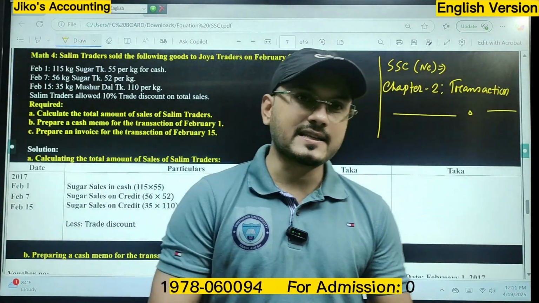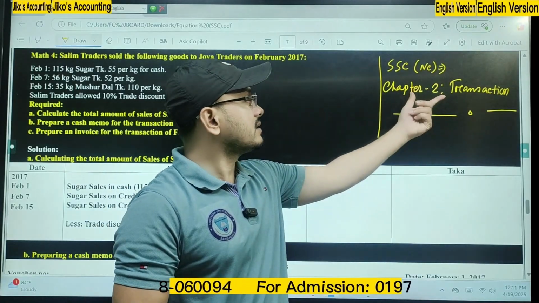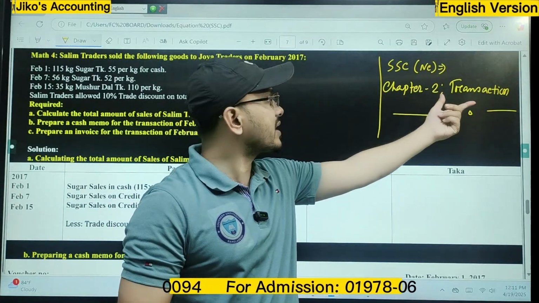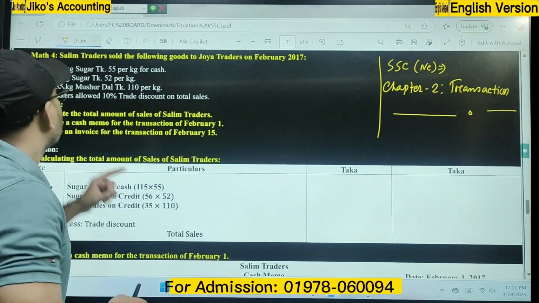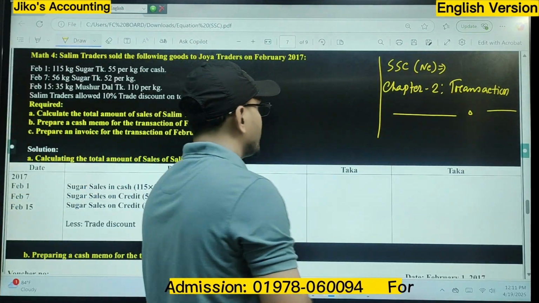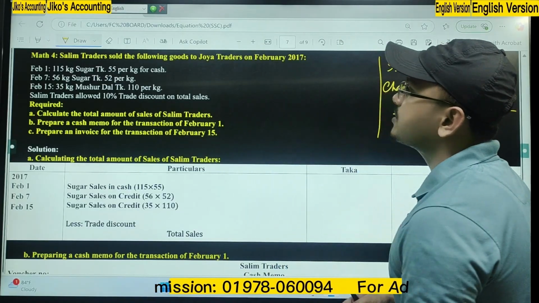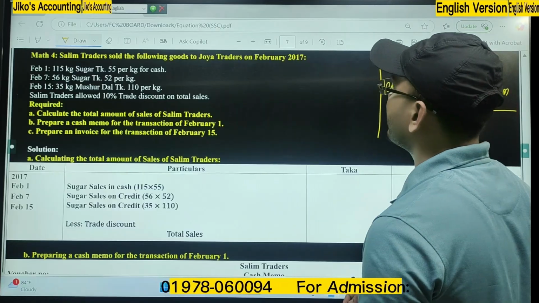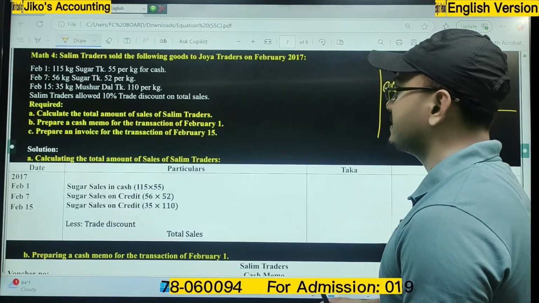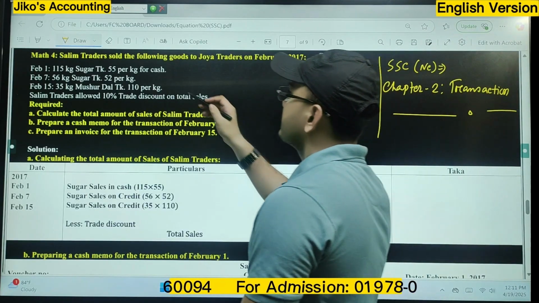National Curriculum students of Bangladesh. This is chapter number 2, named Transaction, and according to your textbook, it is math number 4. Today we are going to solve it. Salim Traders sold the following goods to Zoya Traders on February 2017. You can see here. Try to get this one first of all.